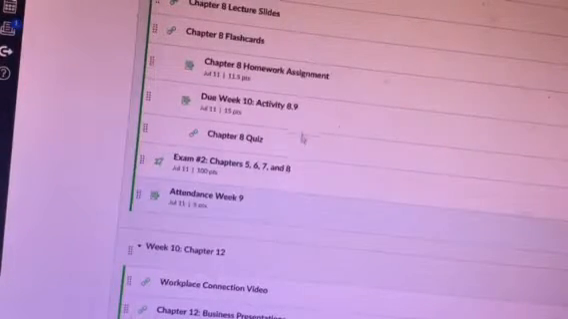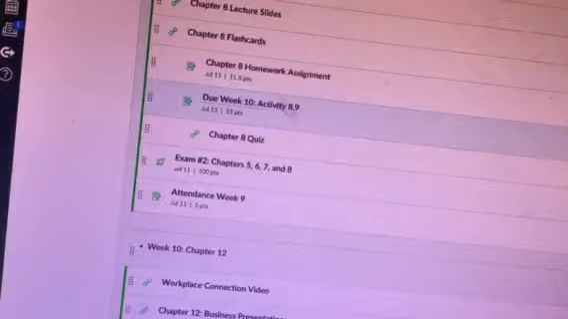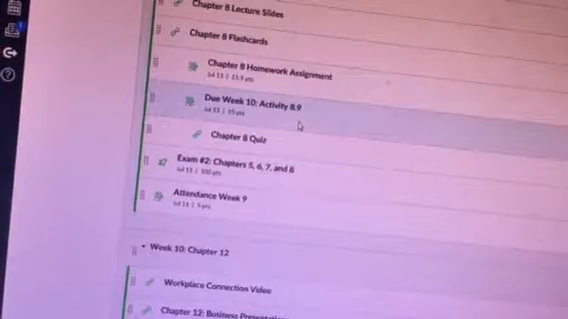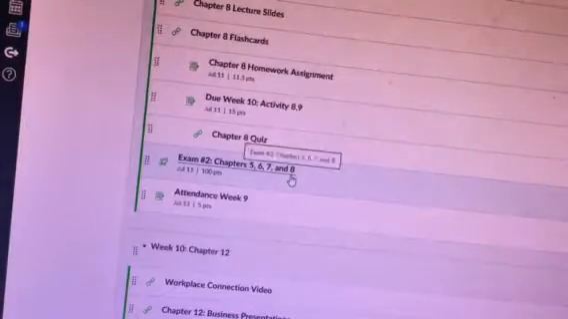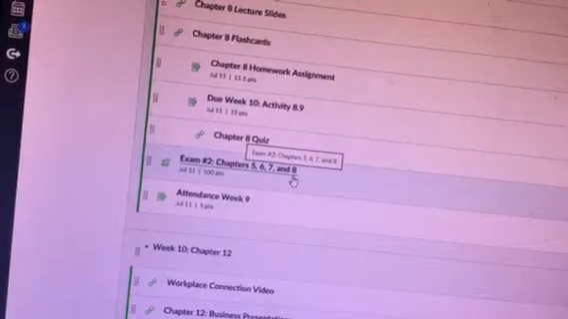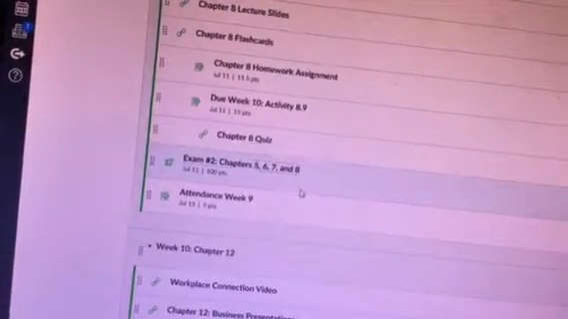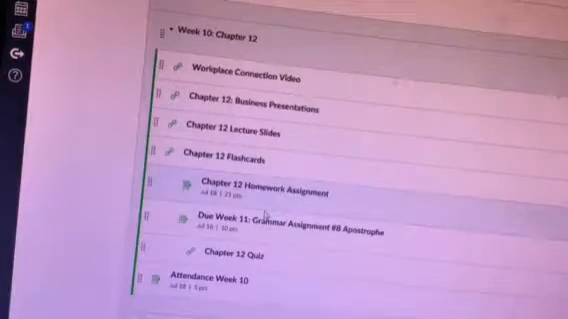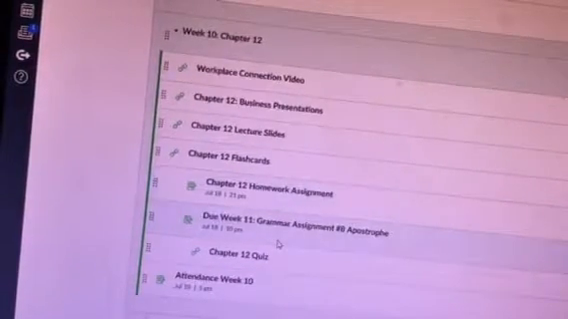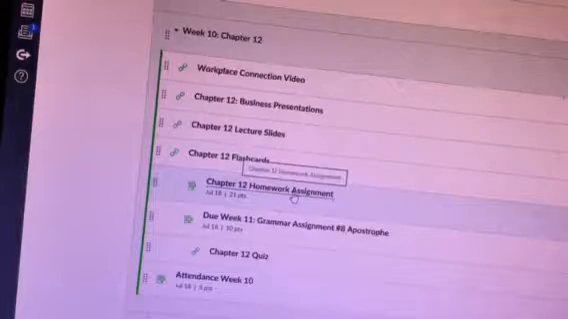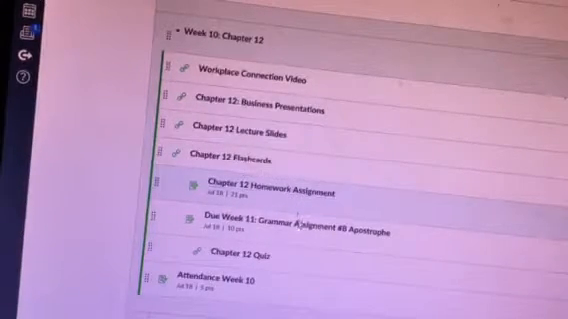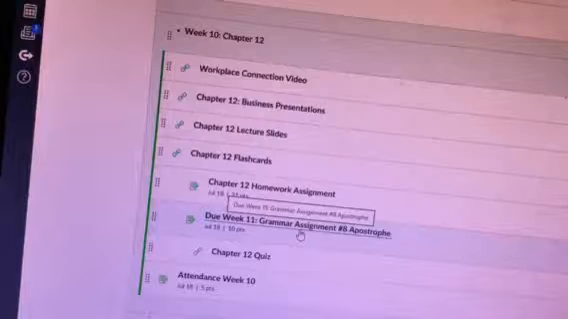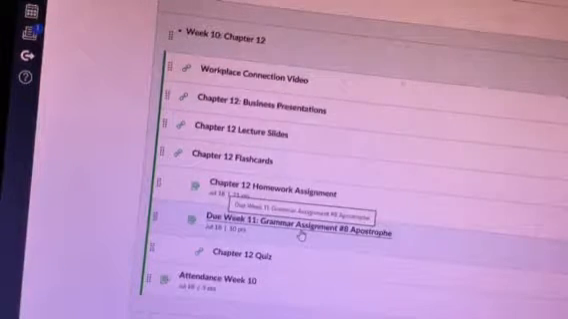Finishing up from last week, week 9, I'm still finishing up grading some of these activity 8.9s. The test was taken. I will take time this week to add your extra credit for that. Moving on to week 10, can you believe it? How fast things are going. Light week, like I said. Of course, you have your Cengage homework assignment as always. And then the other assignment is a grammar assignment, and it is on apostrophes.